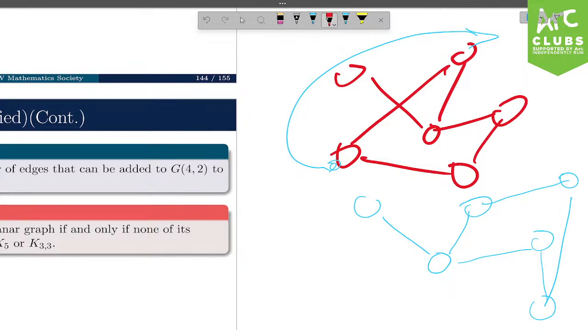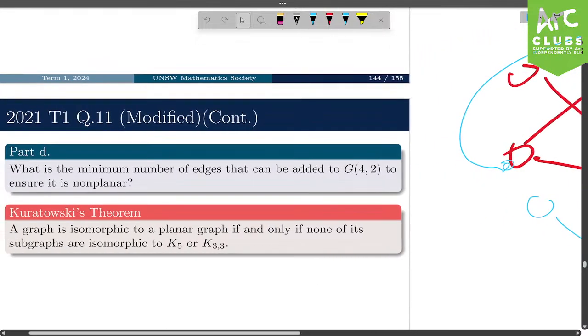Are you allowed to draw these edges curved? Yes, good question. You're allowed to curve the edges. Yes, the edges can be curved if you wish, like that. This might be useful in certain constructions to make something planar, where you can't just have straight edges.